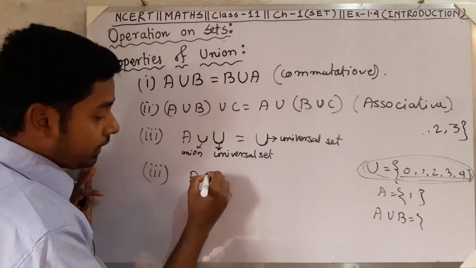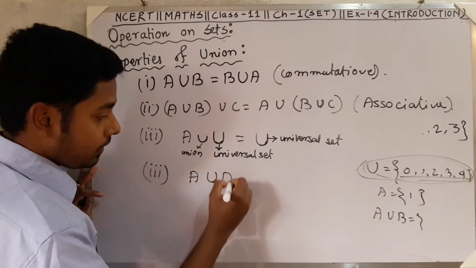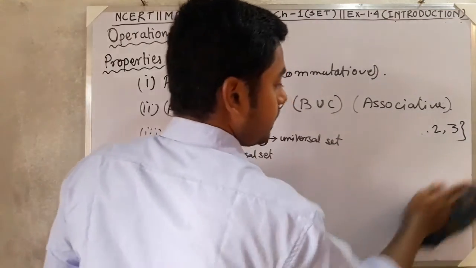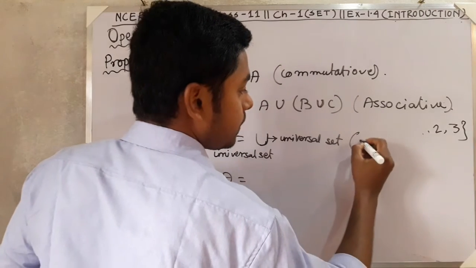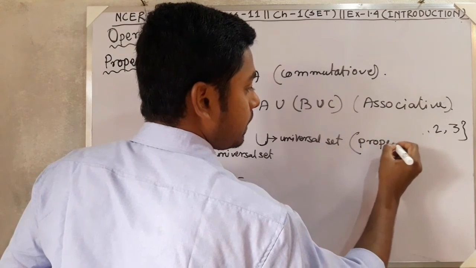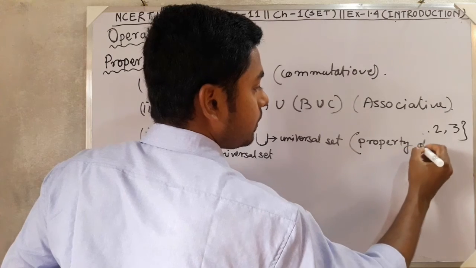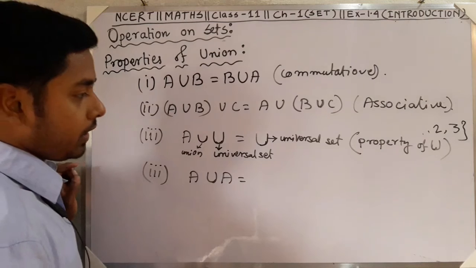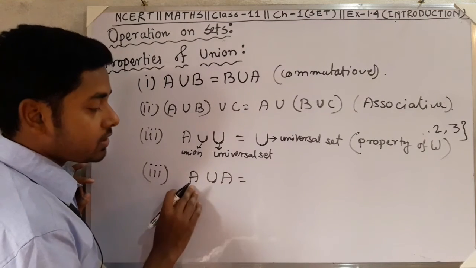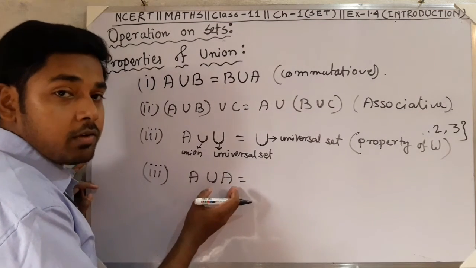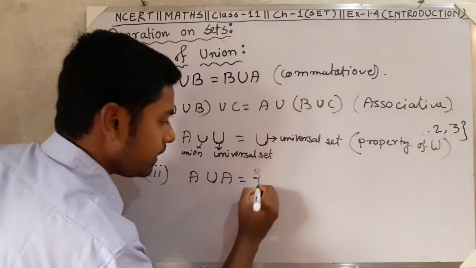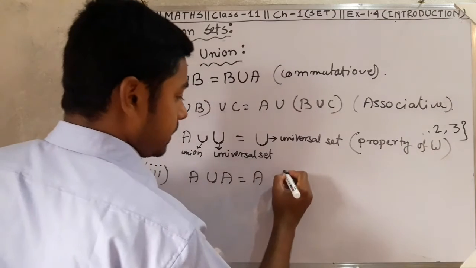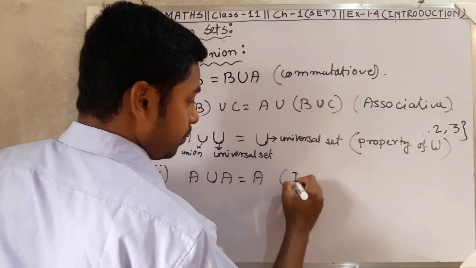Now A union A, and this property is called what? This property is called properties of union. Okay, A union A. A union A is what? Elements of A, and here also elements of A and common elements. That means it's itself. Okay, and it is called what? Idempotent.